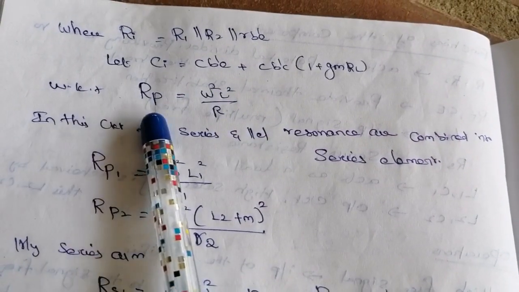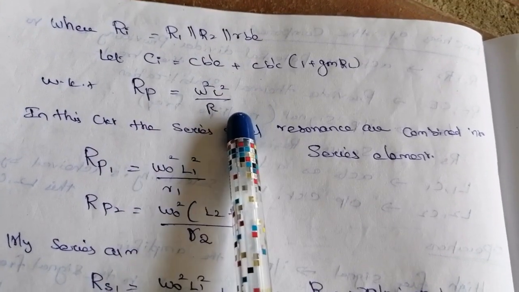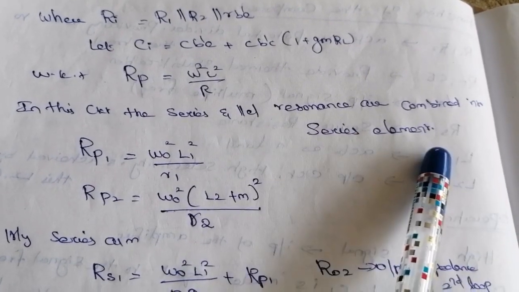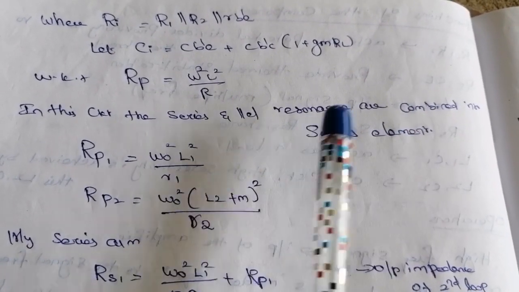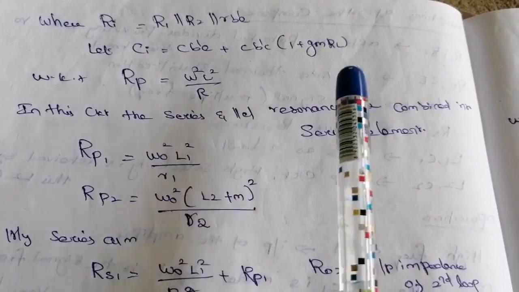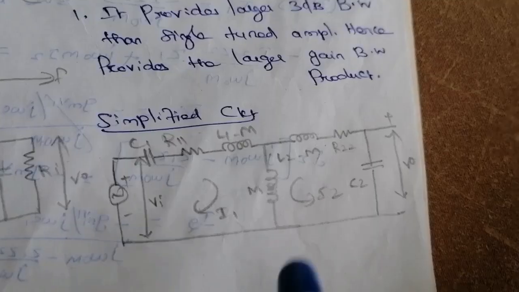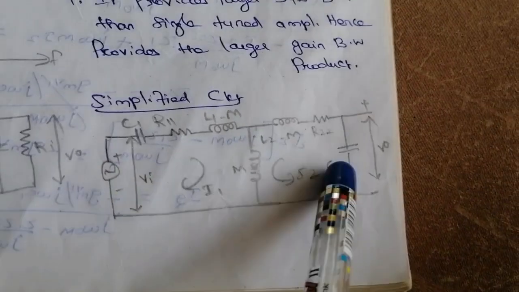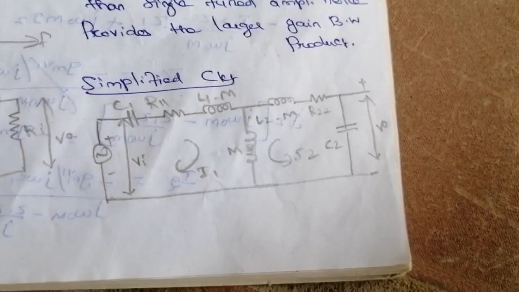We already know that the parallel resonance Rp equals omega squared L squared by R. So in this circuit, the series and parallel resonance are combined in a series element. In a double tune amplifier, both series and parallel resonance are combined in a series element. So in the simplified diagram, the series and parallel resonance are combined in a series connection.